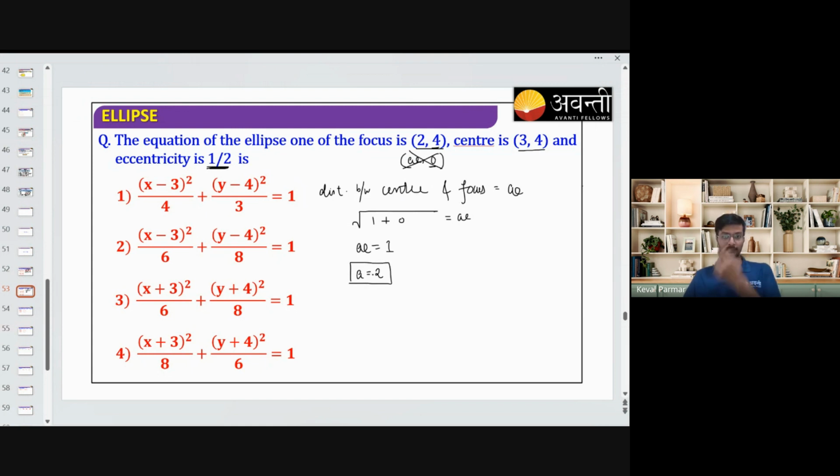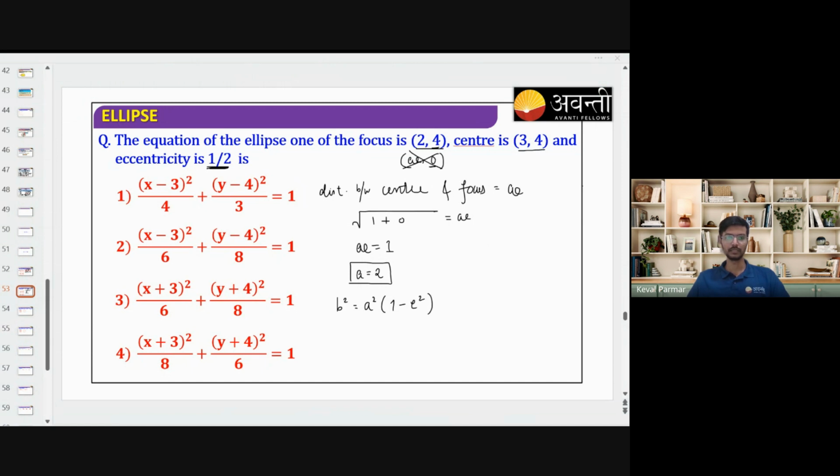Right? Now how to get b, guys? We know the formula: b square equals a square into 1 minus e square. Am I correct? So b square equals a square into 1 minus e square. Correct? So what do we do now?